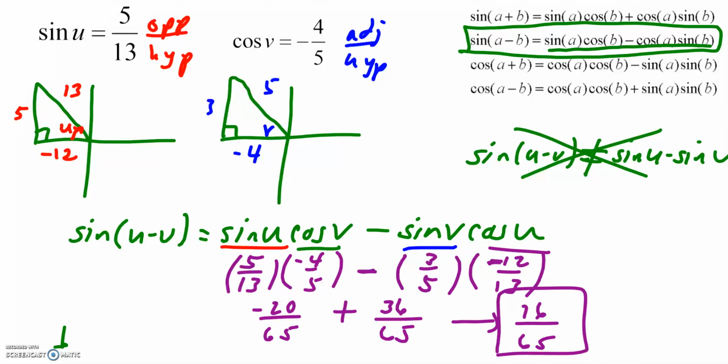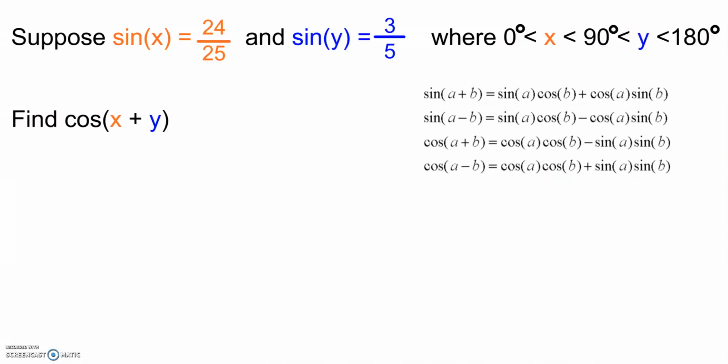So for these coordinate problems, you're going to have a ratio as the final answer. Let's do the process again on the second one. Given sine of x is 24/25 and sine of y, a different angle, is 3/5, where x is between 0 and 90 degrees and y is between 90 and 180 degrees.